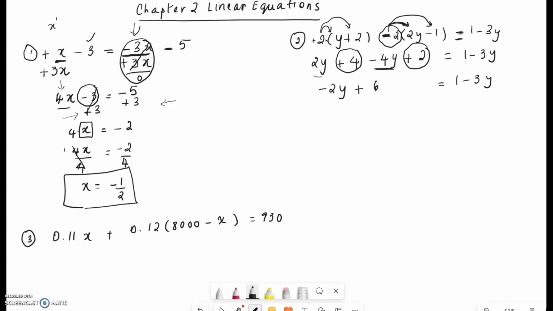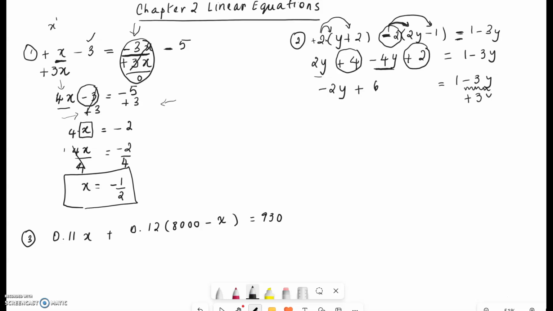Now we have to think about it. We need to combine all the y's, and all the y's should be on one side of the equation. So let's put all the y's on the left side. It doesn't matter which side, but we just choose one side. I need to get rid of the -3y on the right and move it to the left. And how do we do that?